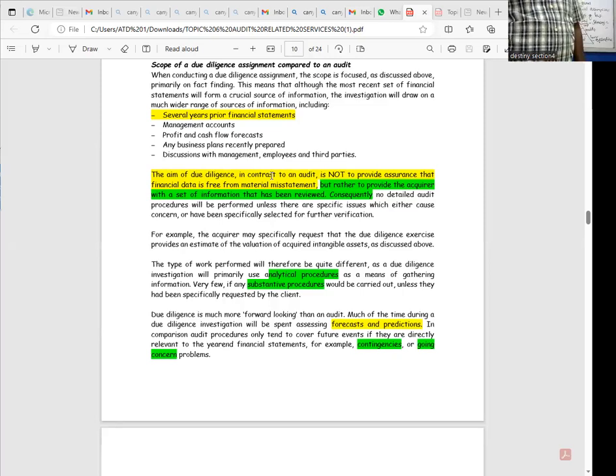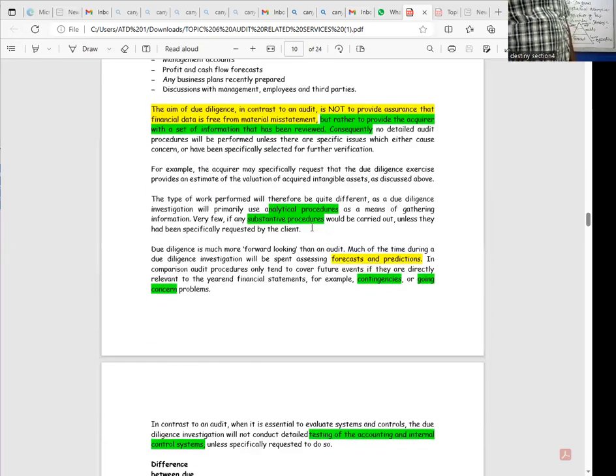Consequently, no detailed audit procedures will be performed unless there are specific issues which either cause concern or have been specifically selected for further verification. For example, the acquirer may specifically request that the due diligence exercise provides an estimate of the valuation of the acquired intangible assets as discussed above.